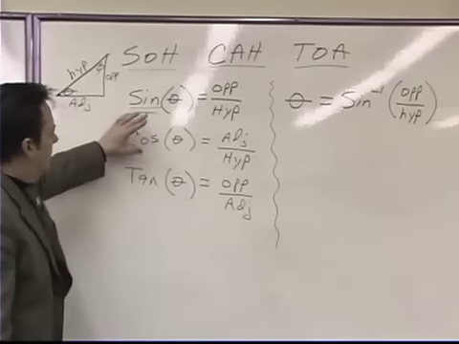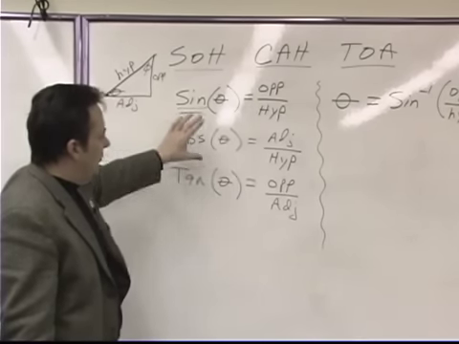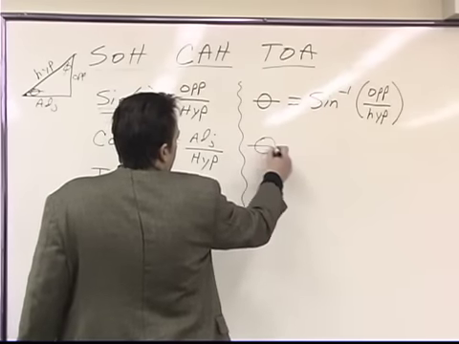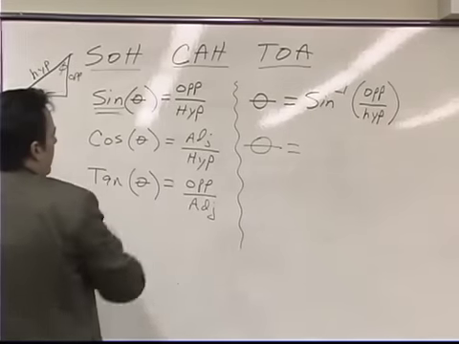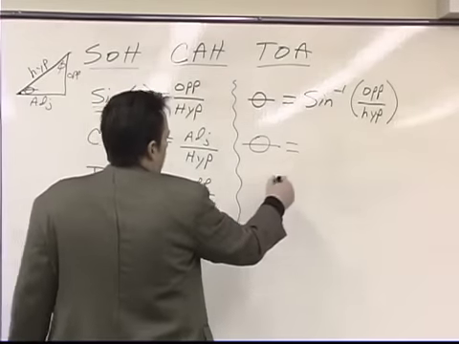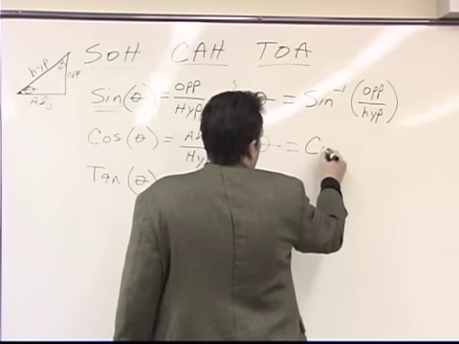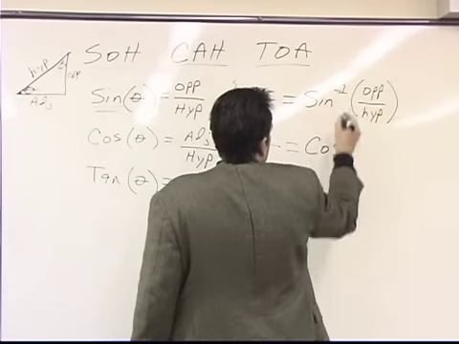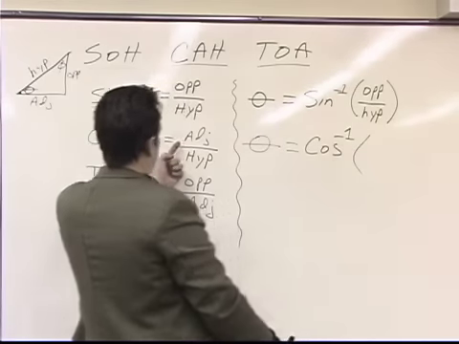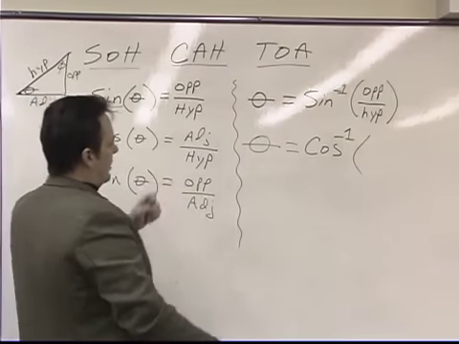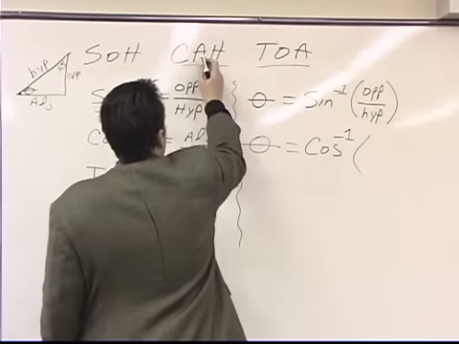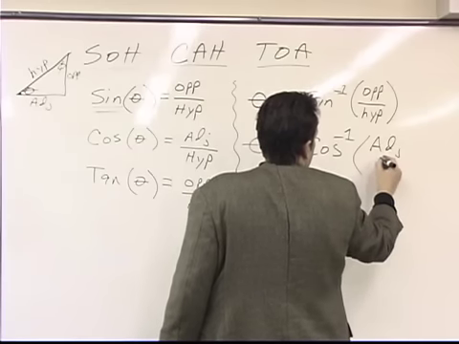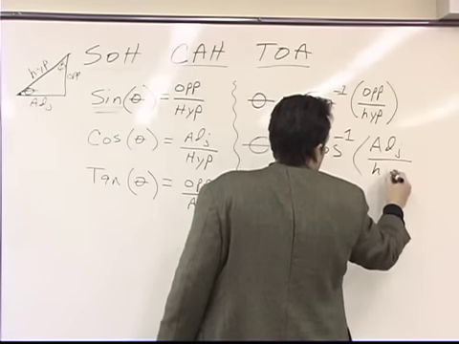Now, let's finish this by figuring out what the angle is using the cosine function. The angle using the cosine function is the inverse cosine of the same thing, the adjacent over the hypotenuse. Up here, adjacent over hypotenuse. So it's the ratio of the length of the side adjacent over the length of the hypotenuse.